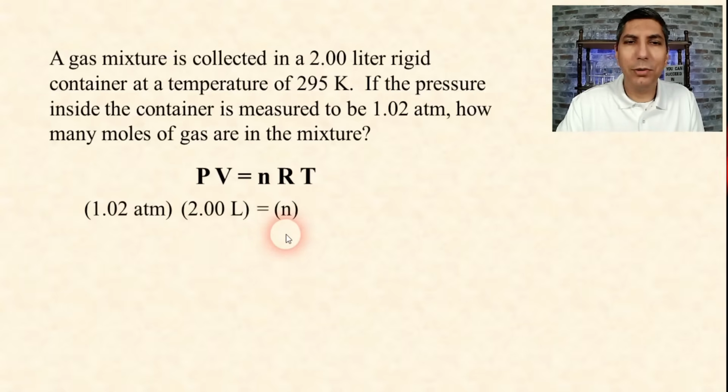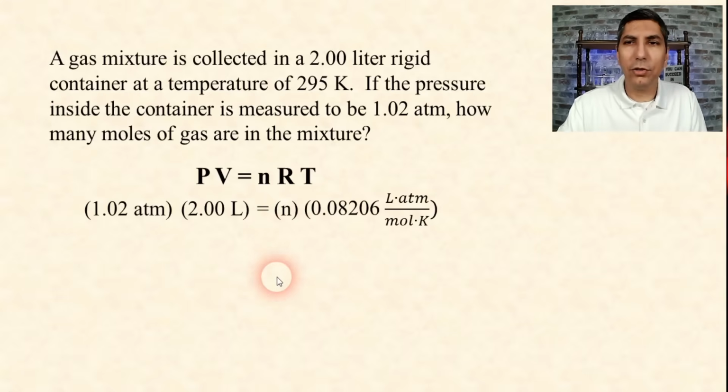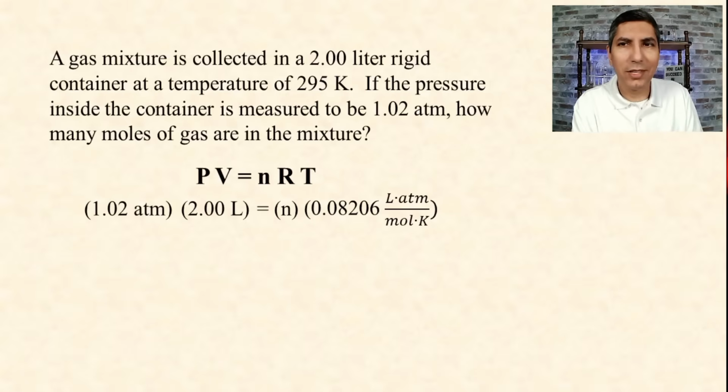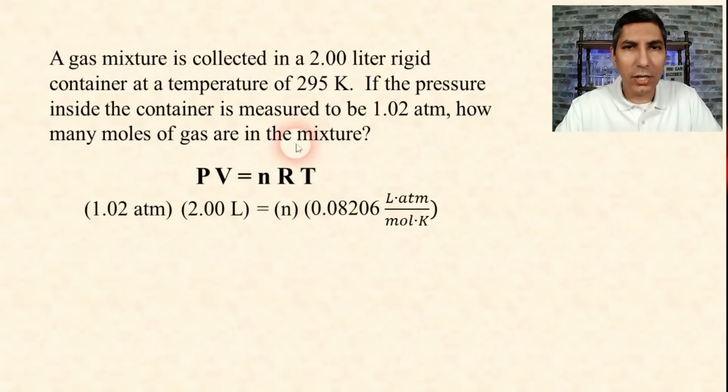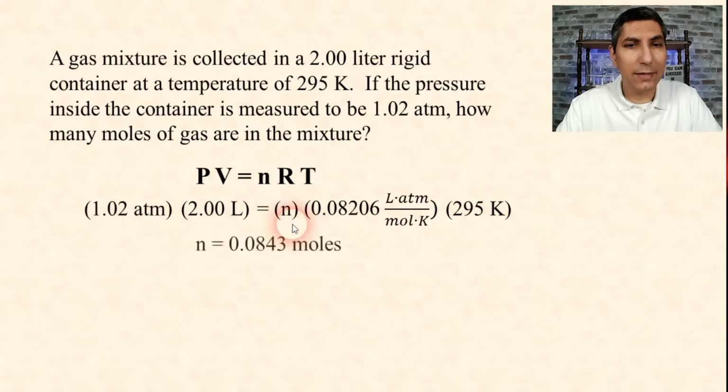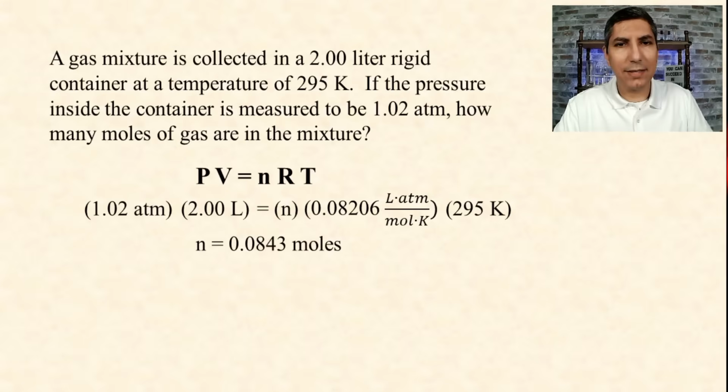R is that universal gas constant. It's 0.0821 liter atmospheres per mole Kelvin. On the exam, they actually give this to you with one extra significant figure, 0.08206, so I'm going to go ahead and use that number here. Temperature is 295 kelvins. So we just do a little bit of algebra here, and we can find that the number of moles of gas in the mixture is about 0.0843 moles. And so that's how we would solve a fairly straightforward ideal gas law problem.